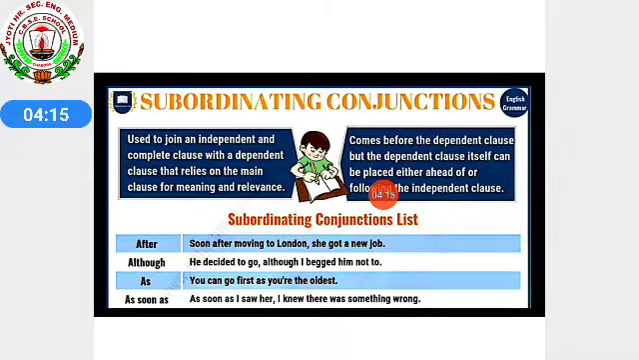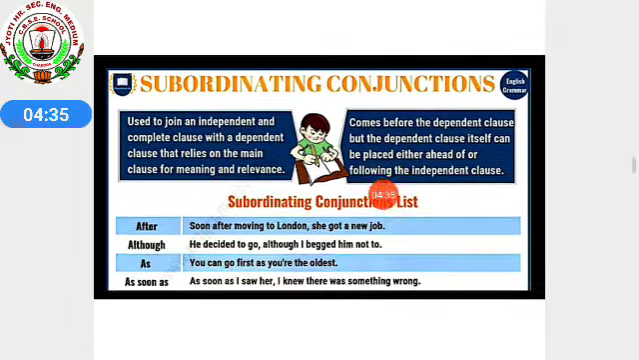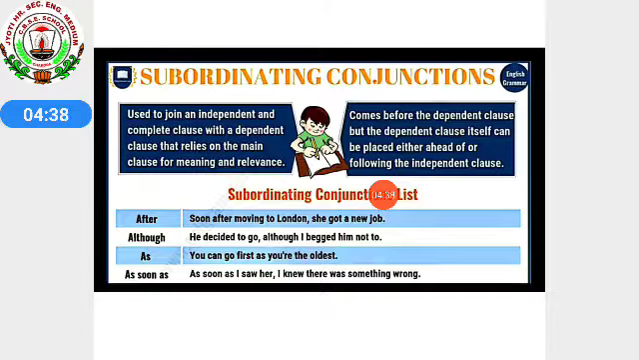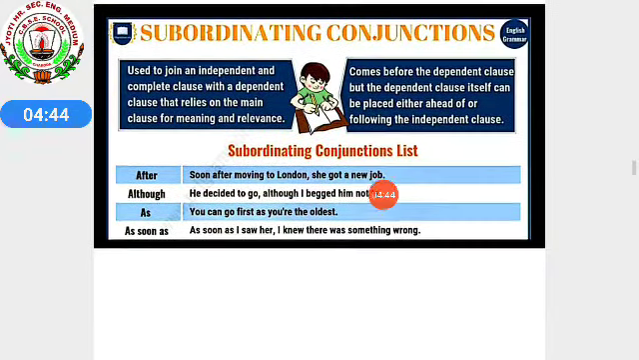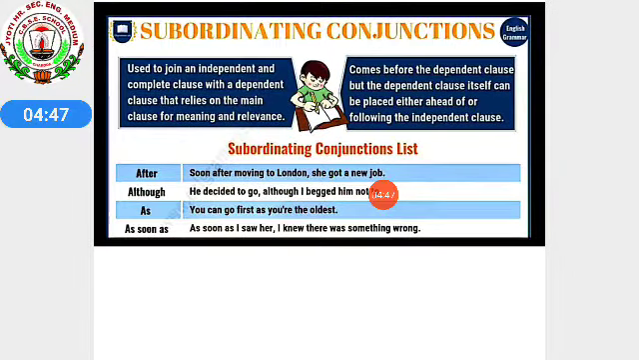So here, for coordinating, both the sentences or both the phrases should be independent, but for subordinating conjunction, one will be an independent and complete clause and the other one will be a dependent clause which relies or depends on the main clause. Second point, it is given subordinating conjunction comes before the dependent clause, but the dependent clause itself can be placed either ahead of or following the independent clause.